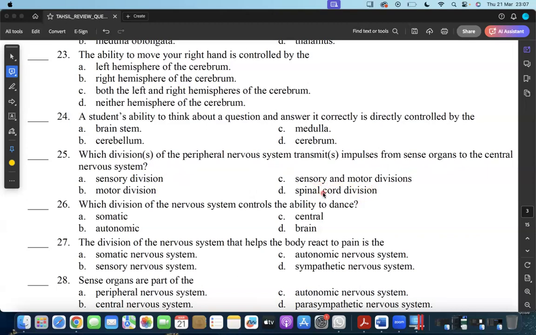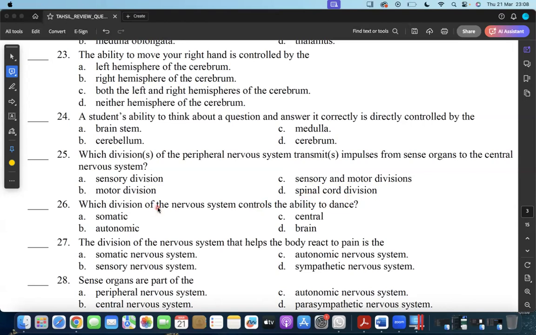Not really, because the sensory division carries impulses from your body to the brain, or from your sense organs. So let's say all the sense organs are connected to the brain. Impulses, messages are being carried from the sense organs to the central nervous system. So this is not being controlled by both the sensory and the motor. So the spinal cord division is not correct as well.